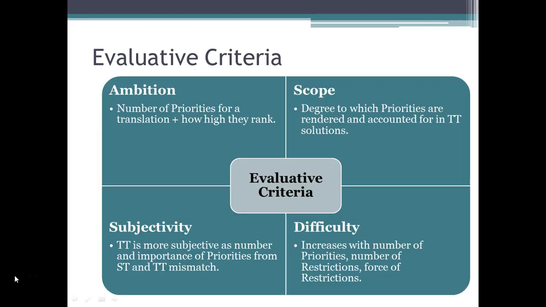The evaluative criteria are ambition, how many priorities we have and how high they rank, the scope, the degree to which priorities are rendered and accounted for in target text solutions, the subjectivity. The target text is more subjective as the number and the importance of priorities from the source text and the target text mismatch. And finally, the difficulty. This increases with the number of priorities we have, the number of restrictions, and also the force of these restrictions.